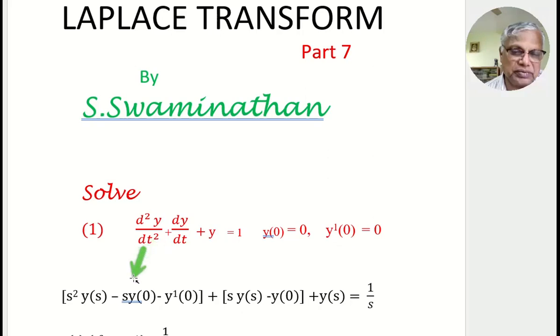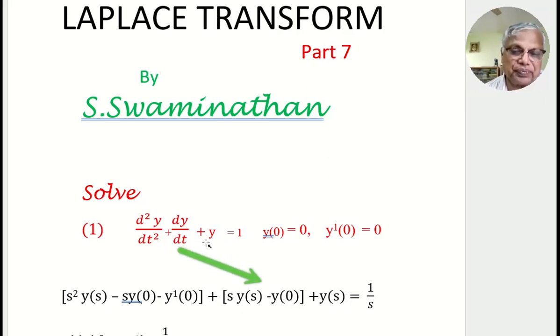So this is the first term, Laplace transform. We have been used to this. We have seen it 2-3 times earlier. Laplace transform of this is s square Y(s) minus s y naught minus y dash. This is y dash, the first derivative. And this is the Laplace transform of this.